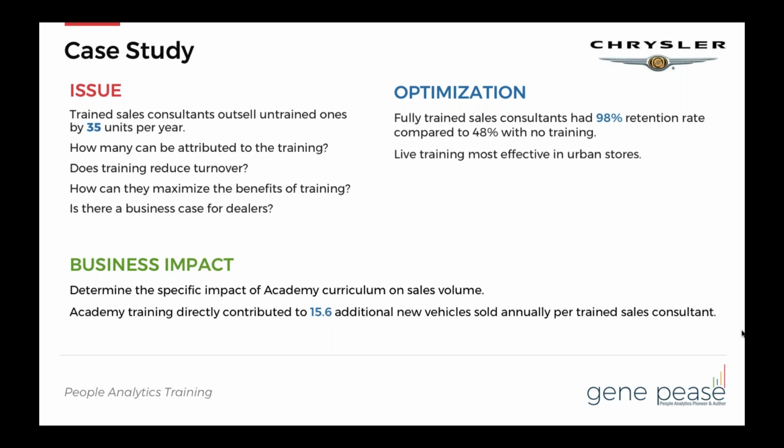We found that live training was most effective in urban stores, so that Chrysler stopped sending live trainers out to the rural stores, which was really expensive. And then the Academy, because they were so confident in the training and the value, gave the dealers a money back guarantee on their training. So not only did the training have value, you could calculate that value, but then you could figure out where it was working and where it wasn't. Things like live training wasn't working in the rural environments.